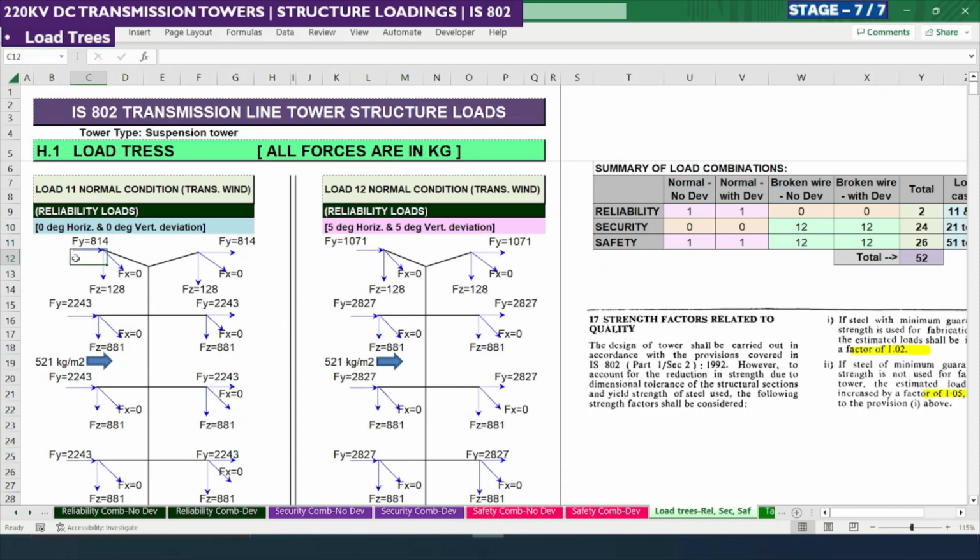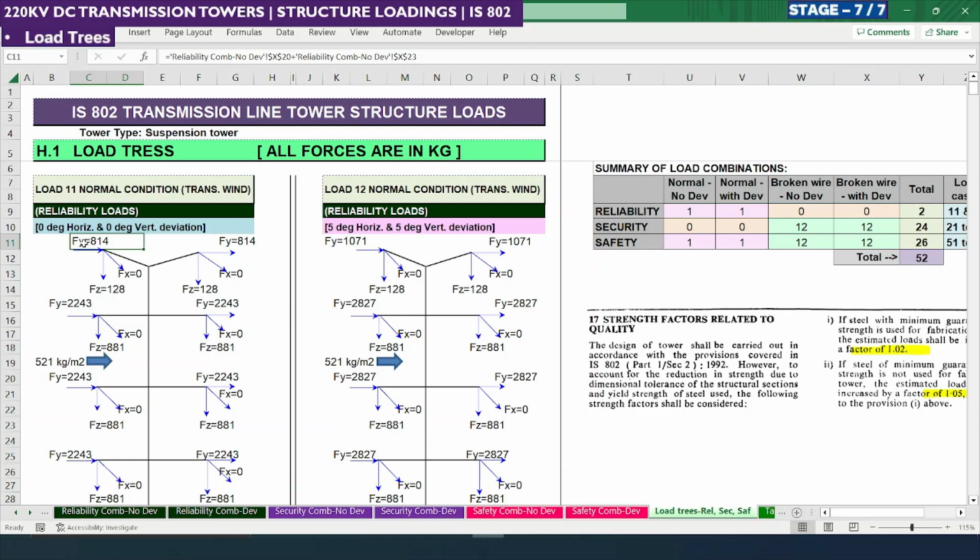But here we are considering both with deviation and without deviation in detail, because this calculation is to be adaptable for all cases, even if the deviation is more than 5 degree, and also applicable for suspension tower, tension tower and dead end tower. For that reason, the load cases are calculated separately for without deviation and with deviation, even though the deviation is minor, say for example 5 degree. So let's look into that.